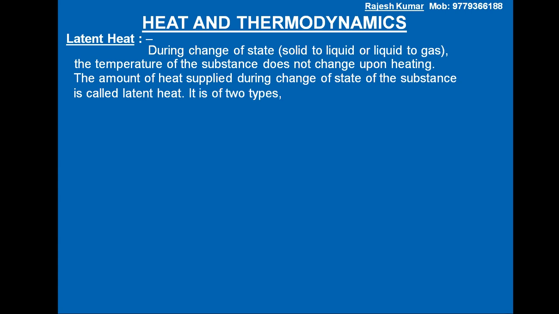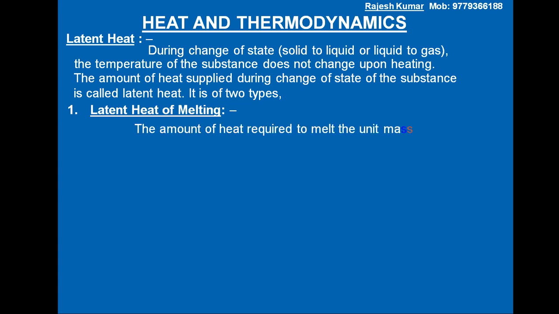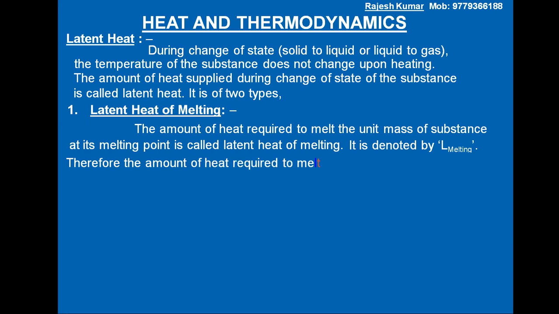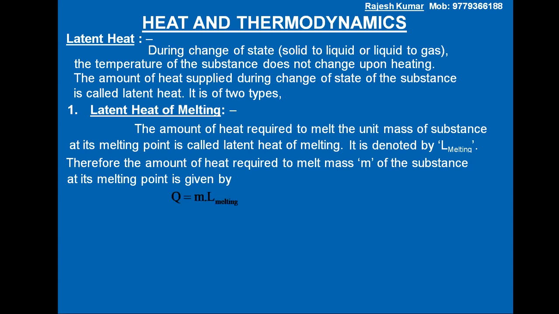It is of two types. Number one, latent heat of melting. The amount of heat required to melt the unit mass of substance at its melting point is called latent heat of melting. It is denoted by capital L melting. Therefore, the amount of heat required to melt mass m of the substance at its melting point is given by Q is equal to m into capital L melting. Let it be equation number 1.